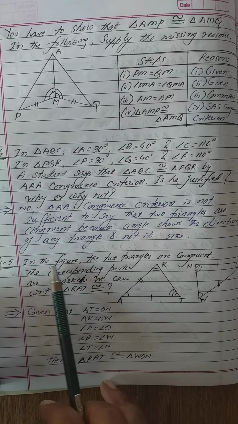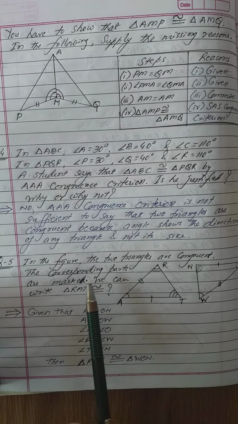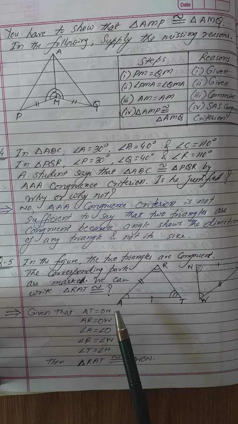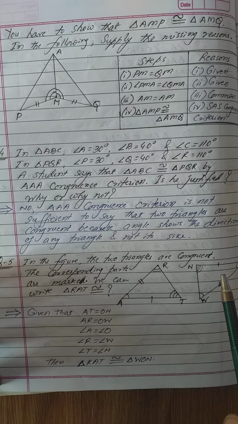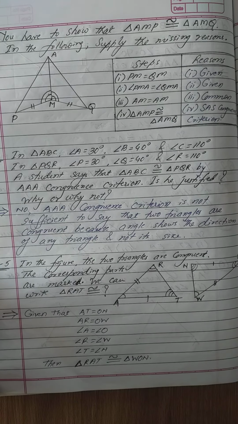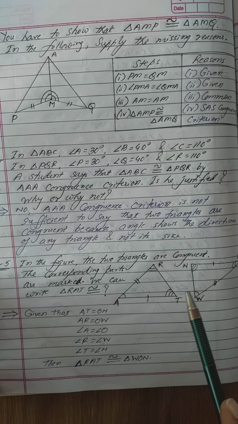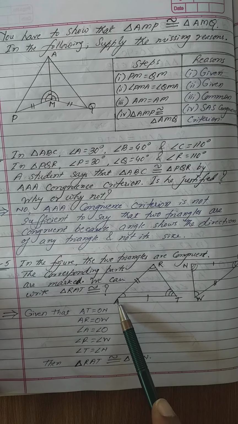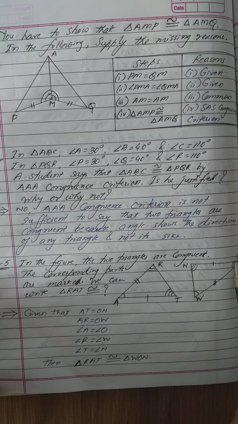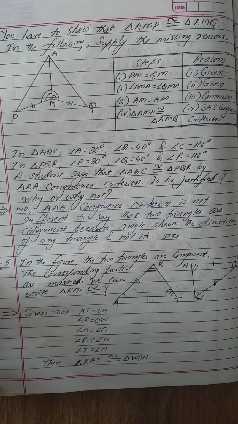Question number 5. In the figure, two triangles are congruent. The corresponding parts are marked. We can write triangle RAT is congruent to which triangle? Here you can see two triangles are there, RAT and PWO. Here you can see angle R is equal to angle O, angle T is equal to angle N, angle A equal to angle W. Also, side AT is equal to NO, side AR equal to WO.